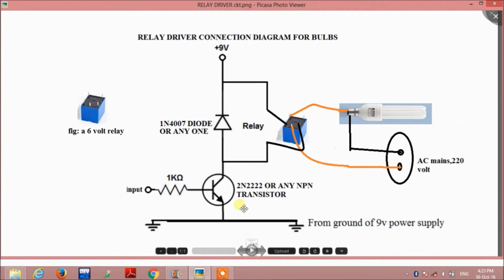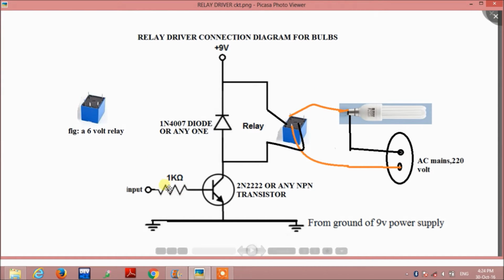Today we will talk about and show you how to make a relay driver circuit. A relay driver circuit works as an electromagnetic switch that will be used whenever we want to use a low voltage circuit to switch a light bulb on and off, which is connected to the 220 volt mains supply. Here is the circuit diagram.